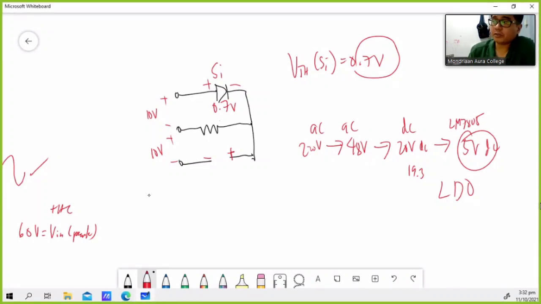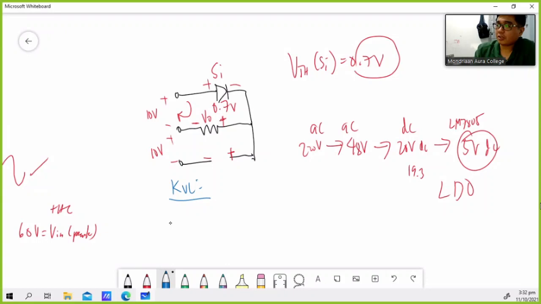But what will be the output voltage? What will be the output voltage ngayon? Ang output voltage natin is measured. Nandito ang positive at nandito ang negative. So hindi nagbabago yan. Okay? So gawin natin KVL clockwise. KVL tayo ngayon.